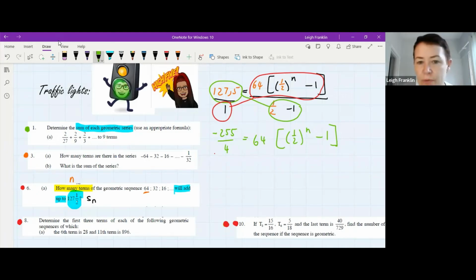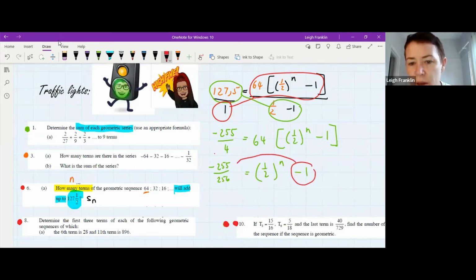So leave that minus 255 over 4 on your calculator. Now we're going to say divided by 64. And I'm getting minus 255 over 256 is equal to a half to the n minus 1. Last step, matrix, I've got to take this minus 1 over to the other side. So again, leave this on the calculator and simply say plus 1. Do you get 1 over 256? Yes, ma'am. Okay, good. Is equal to 1 over 2 to the n.